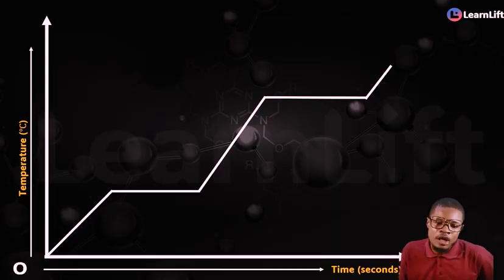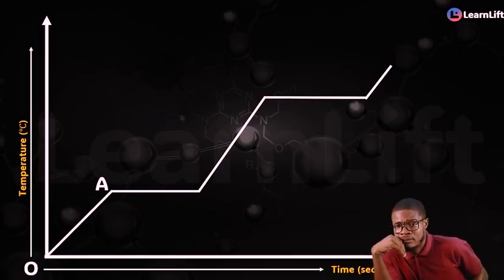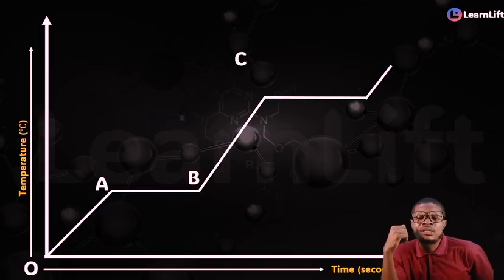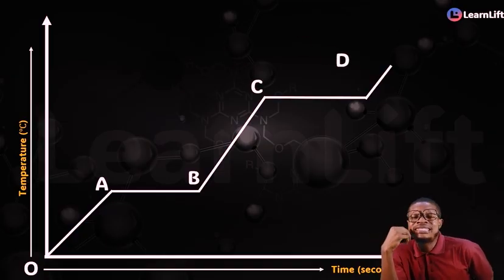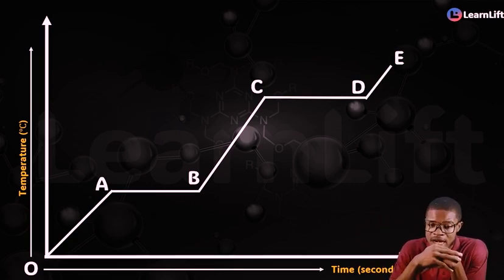Now, let's say this is our 0, which is the origin. And then here is your A. Here is your B. Here is your point C. Here is your point D. And then here is your point E. You can see all the various points one after the other, right?